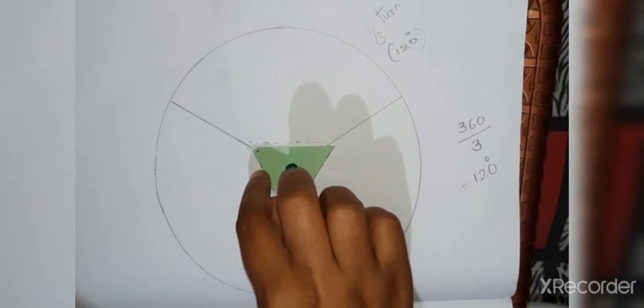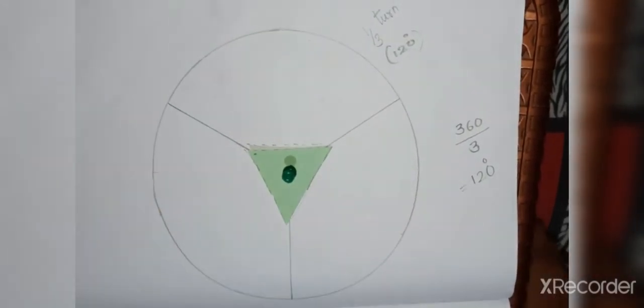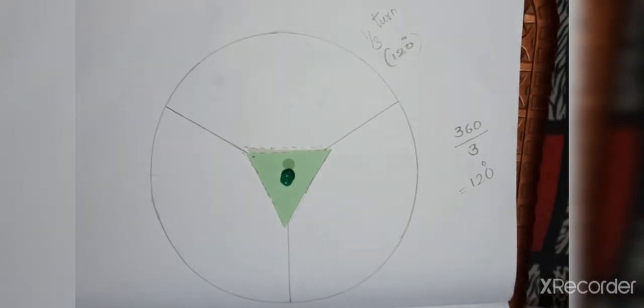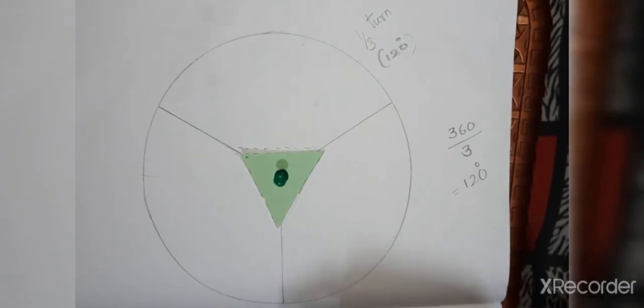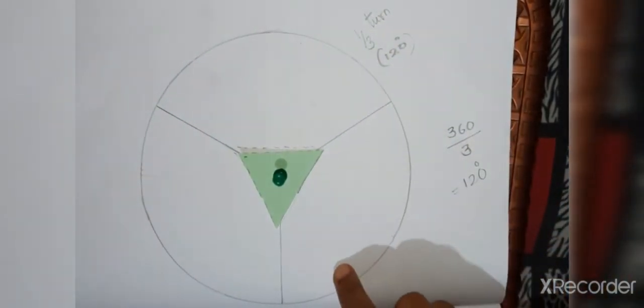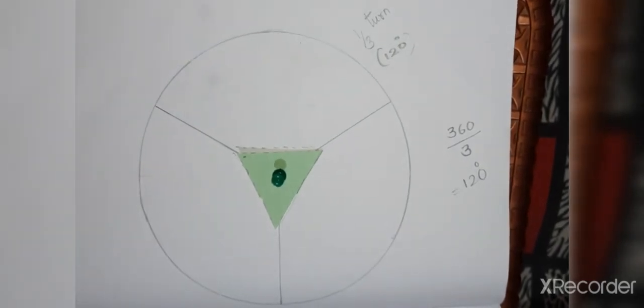And when it comes back to its original position, it is looking the same. That means an equilateral triangle shows rotational symmetry at 1/3 turn. Okay, 120 degrees, 240 degrees, 360 degrees.